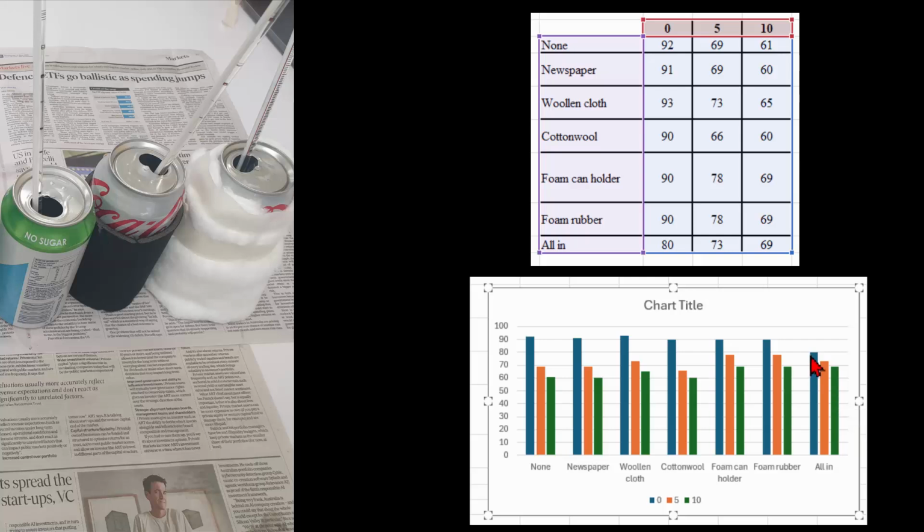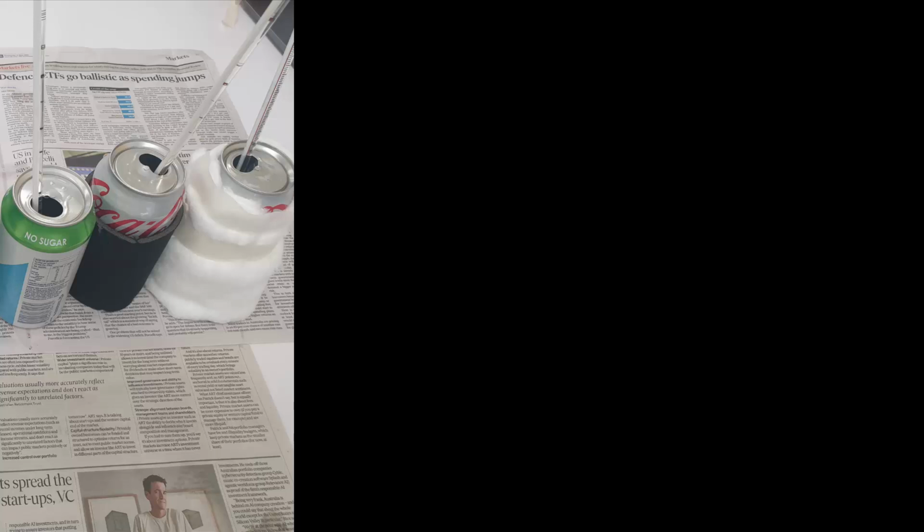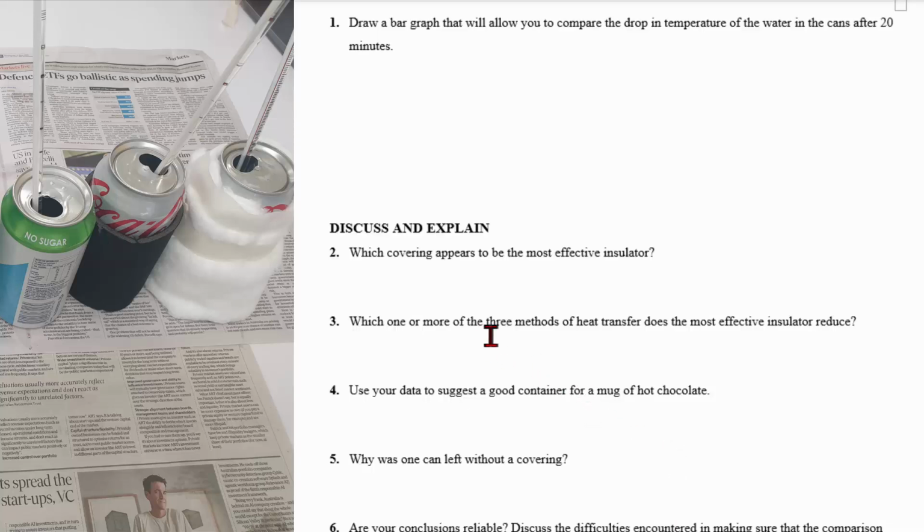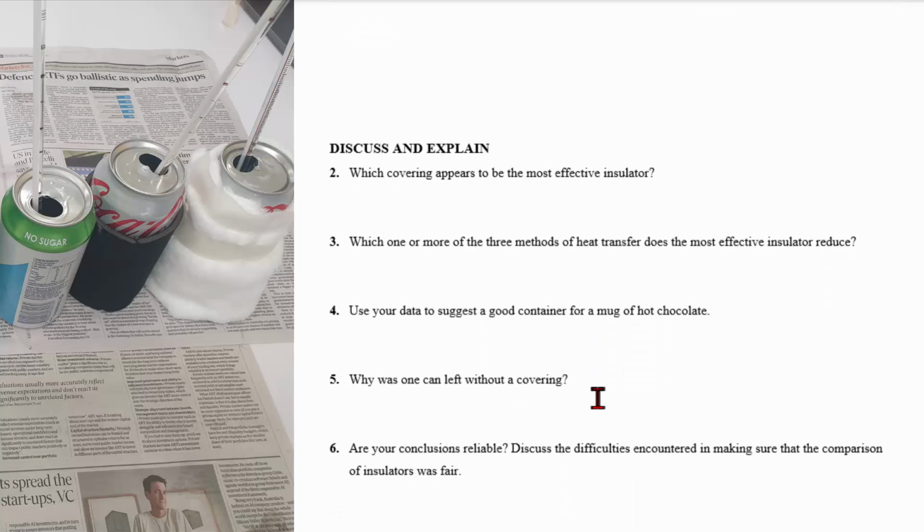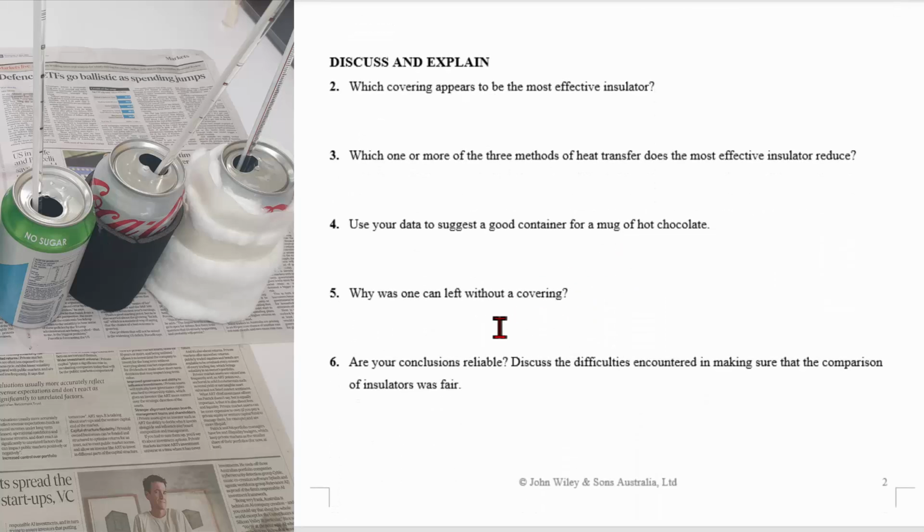Maybe the all-in-one, but it started at a lower temperature and it kind of is higher up, but you're not sure whether there's a huge error bar there, so that the entire lot overlaps, so there's not enough trials to really tell. Which one or more of the three methods of heat transfer is the most effective? Well, that's conduction. It's not really helping with convection, and radiation will be a tiny bit. So I can't really suggest which one's a good one for your mug, for your chocolate holder.